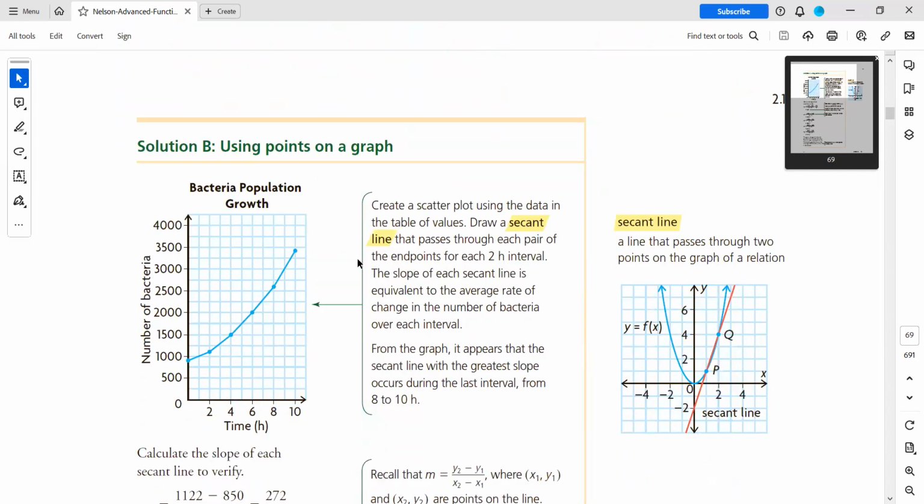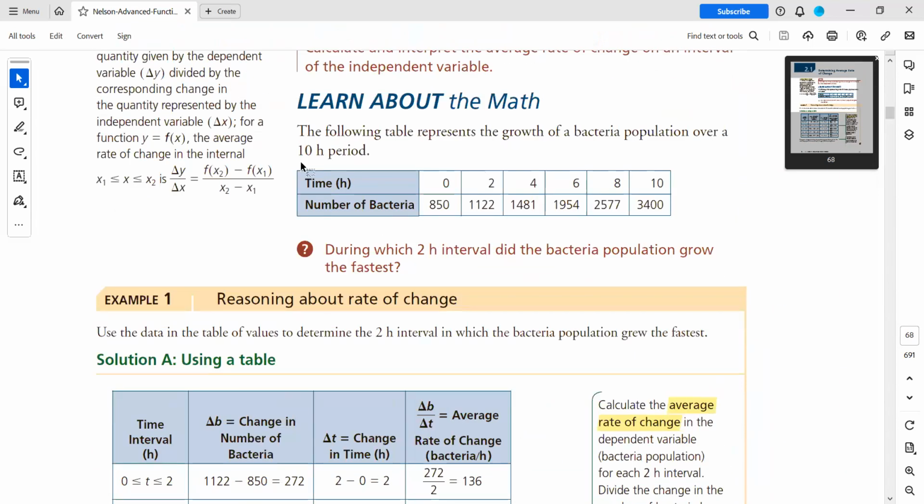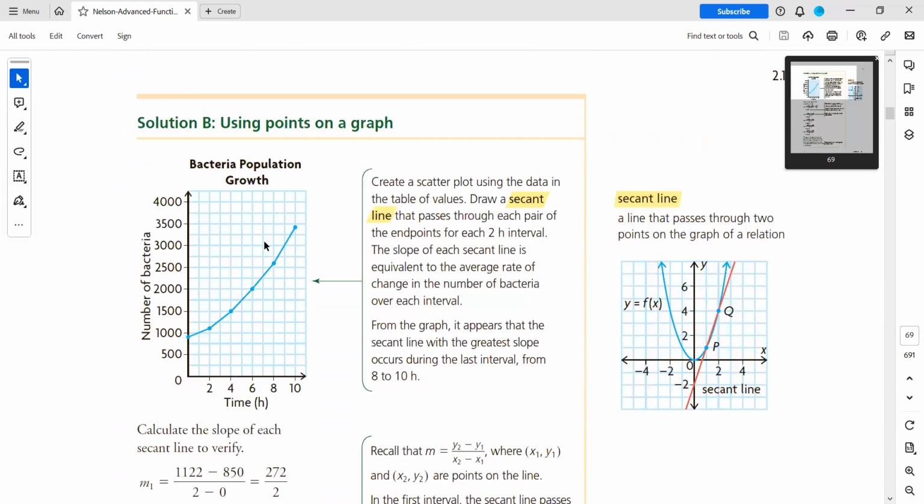Second approach, solution B, would be more practical for us here. In the first example, we used a table of values, right? A table of values is not always convenient, because imagine if you have millions or hundreds of thousands of values. Are you going to evaluate basically intervals between all of them? No. You would like to work with a graph that represents all of these values all together.